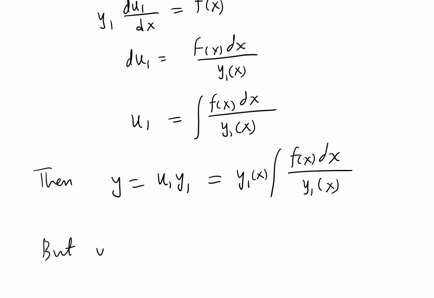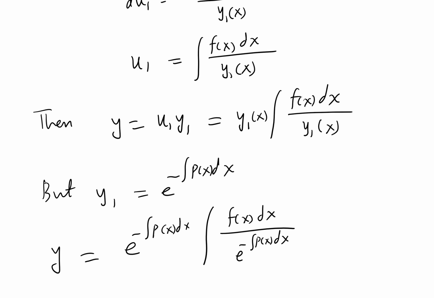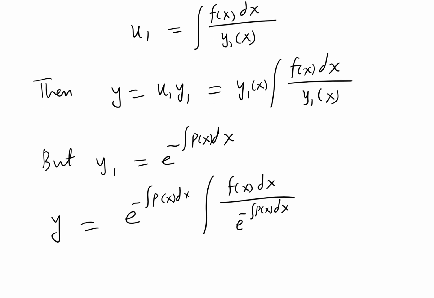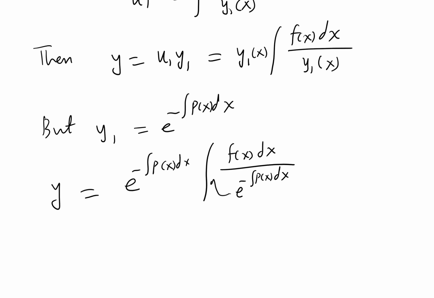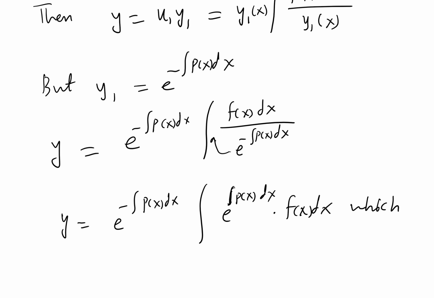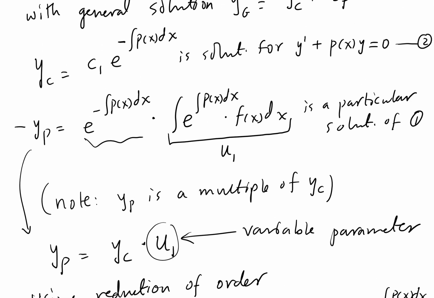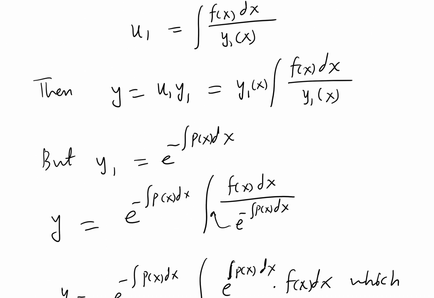But we have something for y1. It's e to the negative integral of p of x dx. We can substitute back into the previous equation. We get y equals, instead of y1, e to the negative integral of p of x dx times the integral of f of x dx over e to the negative integral of p of x dx. This form, you can bring this up now by rewriting it: e to the negative integral of p of x dx times the integral of e to the integral of p of x dx times f of x dx, which really proves, let's call this equation 3, equation 3, the particular solution.